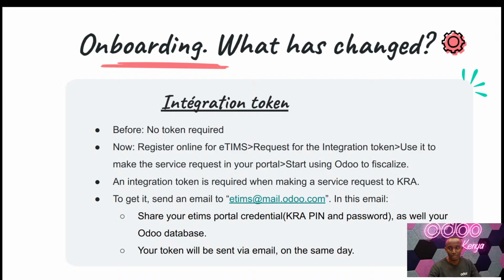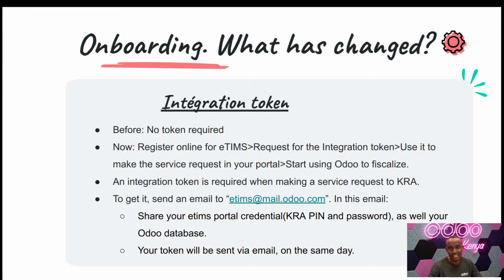They introduced an additional step, which we call the integration token. How it works now is that once you have that portal, you need to send an email to us, Odoo, a certified third-party integrator, at etims@mail.odoo.com. In that email, you should also share your eTIMS credentials, that is your KRA PIN and your password, in addition to your Odoo database. We will see your email, create the token for you, and share it via email, after which you use this token to proceed with your service request.